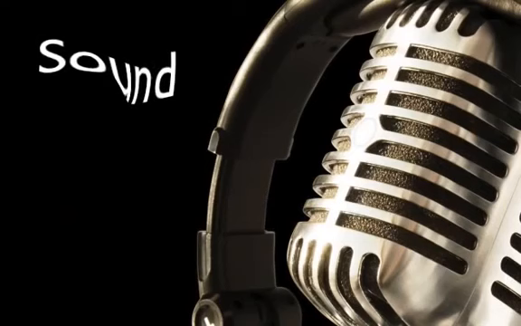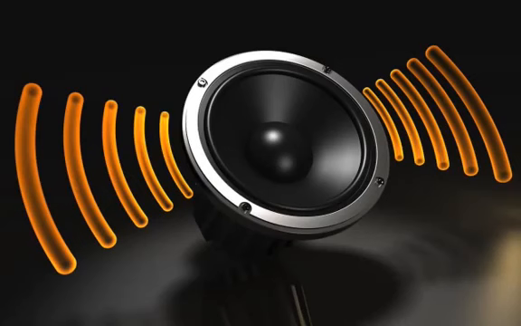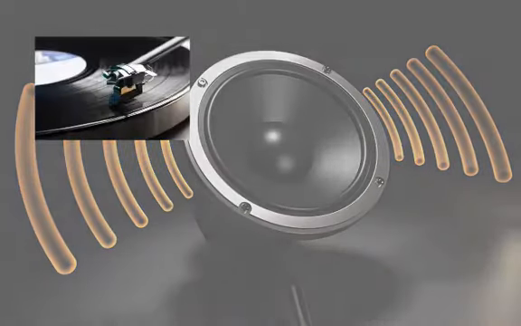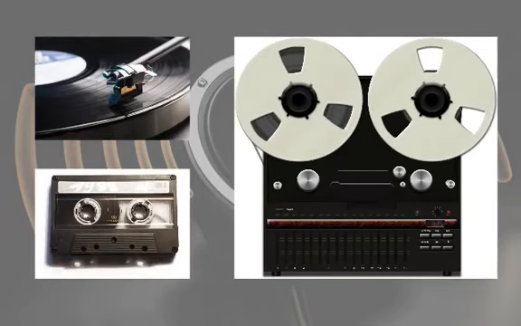Coding sound is a little more complicated. Microphones capture sound waves and convert them into an electrical signal that shows both the strength and frequency of the sound wave. The signal can then be used to regenerate the sound via a speaker. This is the underlying technology for records, tape recorders, and other analog devices. Analog means a continuous signal without interruptions.